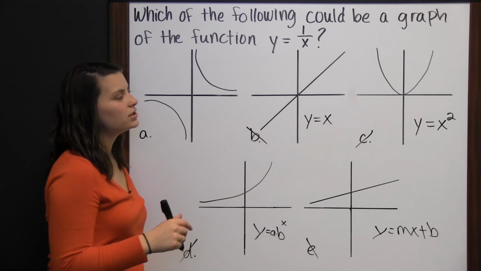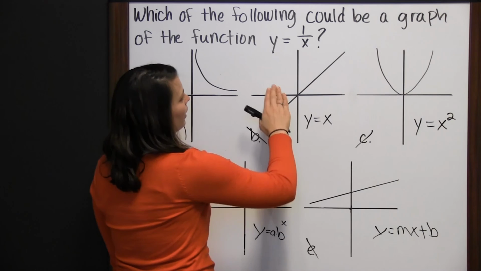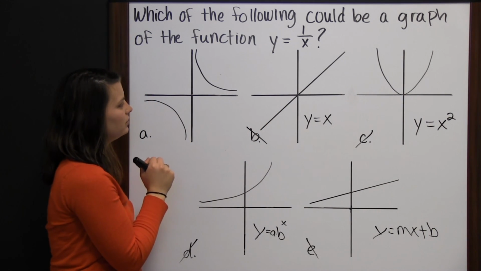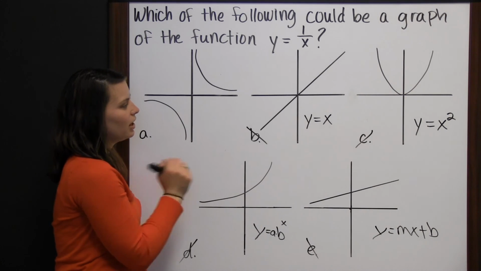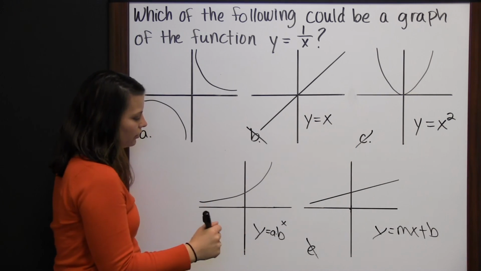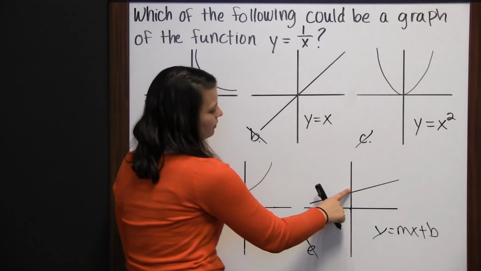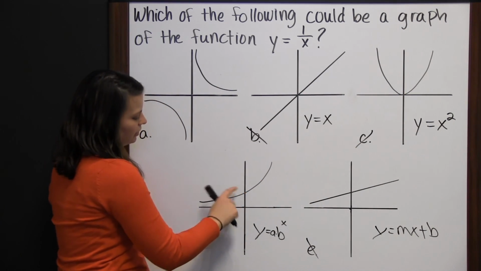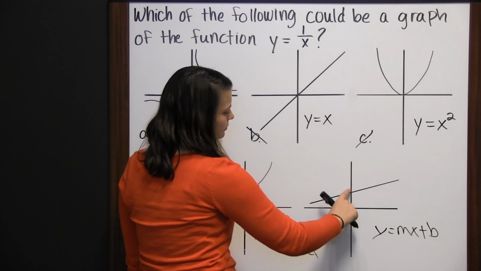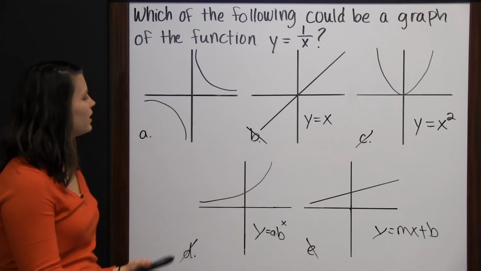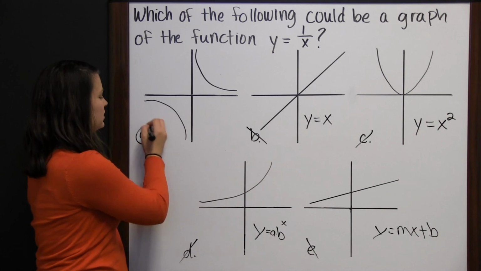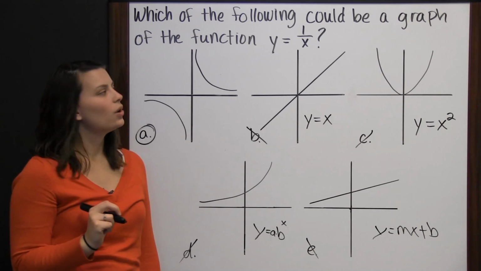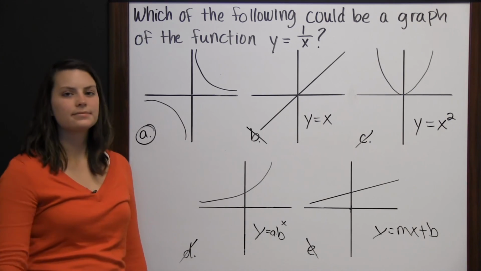Your y value will also never be 0. So again, you can tell in this graph our y value never reaches 0. However, in all of these other graphs, we do have an x value of 0. There it is, right there. Right there, our x value of 0. And so that's another way to tell that A is the solution. A is the graph of the function y equals 1 divided by x.